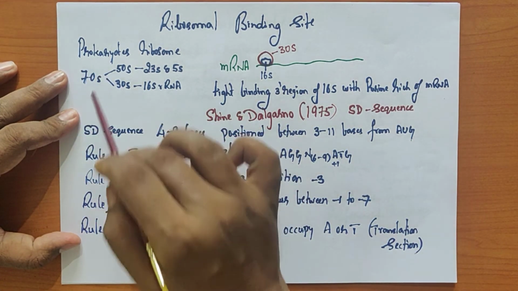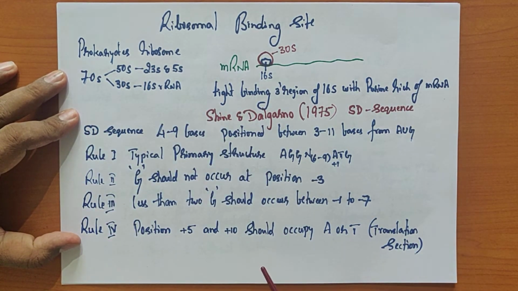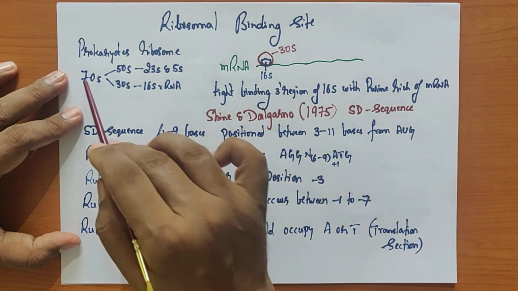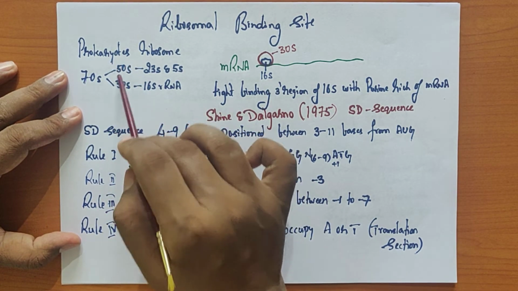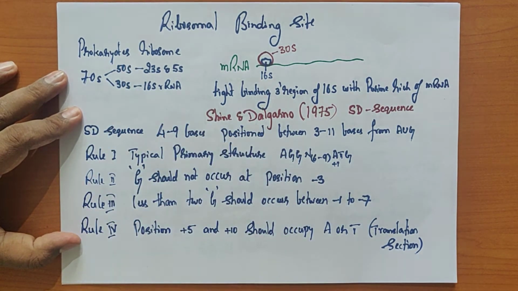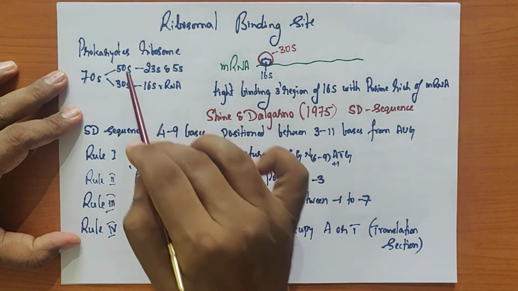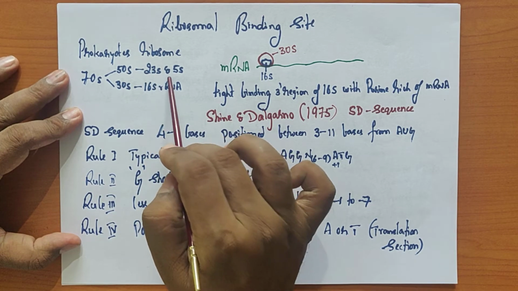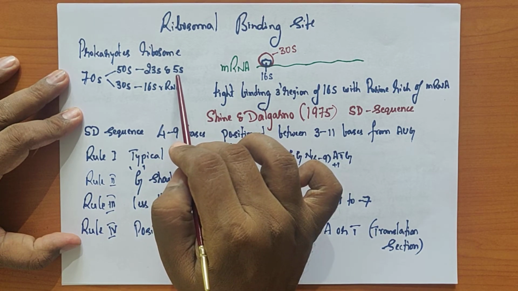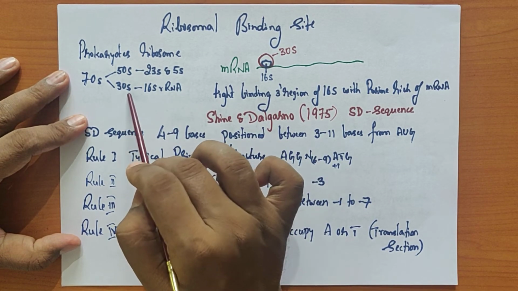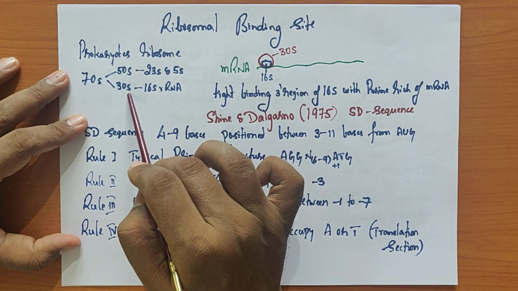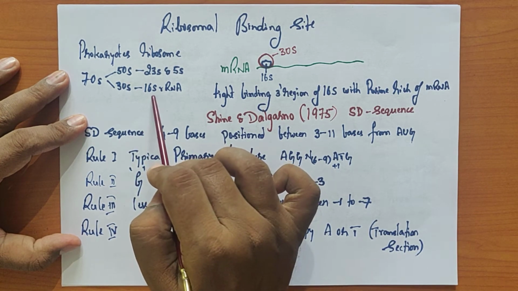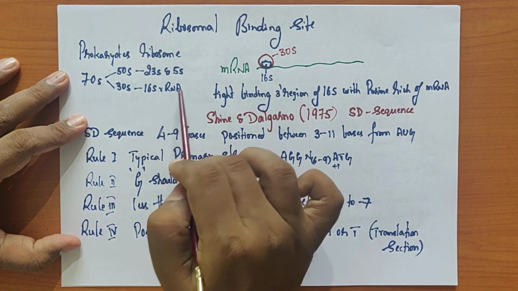Based on the Svedberg constant, we can say it is 70S. But this can be dissociated into a 50S subunit and another one, the 30S subunit. The 50S subunit has 23S ribosomal RNA and another one, 5S ribosomal RNA, whereas the 30S ribosomal subunit has 16S RNA in that system.